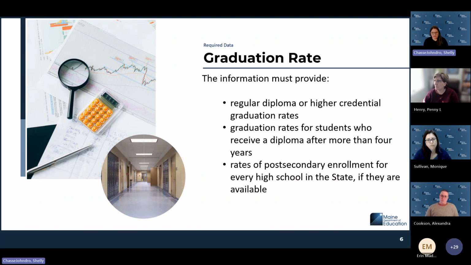In addition, the graduation rate is also a required data set. The information must provide regular diploma or higher credential graduation rates for students who receive a diploma after more than 4 years, as well as rates of post-secondary enrollment for every high school in the state, if they are available.